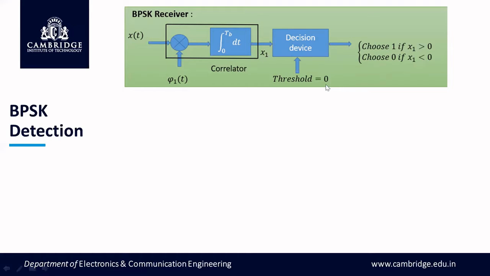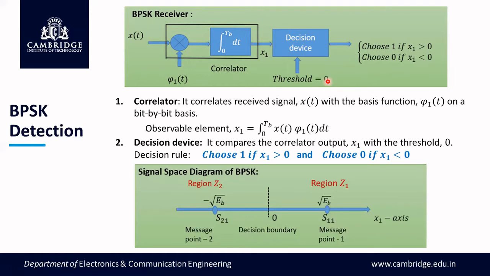So why is the threshold 0? Because in the signal space diagram, we identified that the positive value of root EB represents bit 1, and the negative value of root EB represents bit 0. So we take the mid value of these 2 points, that is 0, as the threshold. So when the received signal component x1 lies on the positive axis of x1, then it is symbol 1 that was sent, otherwise it is symbol 0.